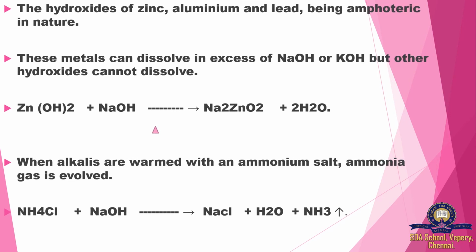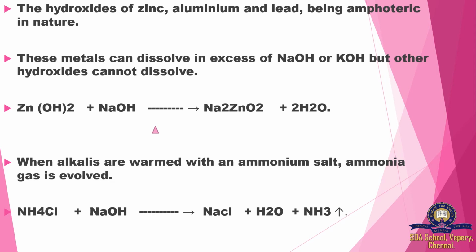The hydroxides of zinc, aluminium and lead are amphoteric in nature. Amphoteric means it has a dual nature: either it may act as an acid or a base. These metals can dissolve in excess sodium hydroxide or potassium hydroxide, but other hydroxides cannot dissolve. So only zinc, aluminium and lead can dissolve in excess sodium hydroxide or potassium hydroxide.